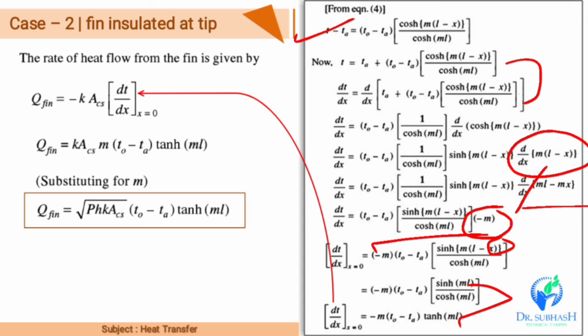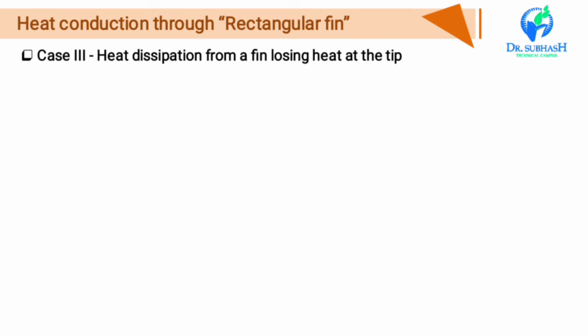Here one thing to note is that the heat transfer relation for the very long fin and the fin with negligible heat loss at the tip differ by the factor tanh mL, which approaches 1 as L becomes very large. By substituting the value of m, we get heat transfer Q fin is equal to under root of P h K A multiplied by (T0 minus Ta) tanh mL. So let us start our case number 3, heat dissipation from a fin losing heat at the tip.